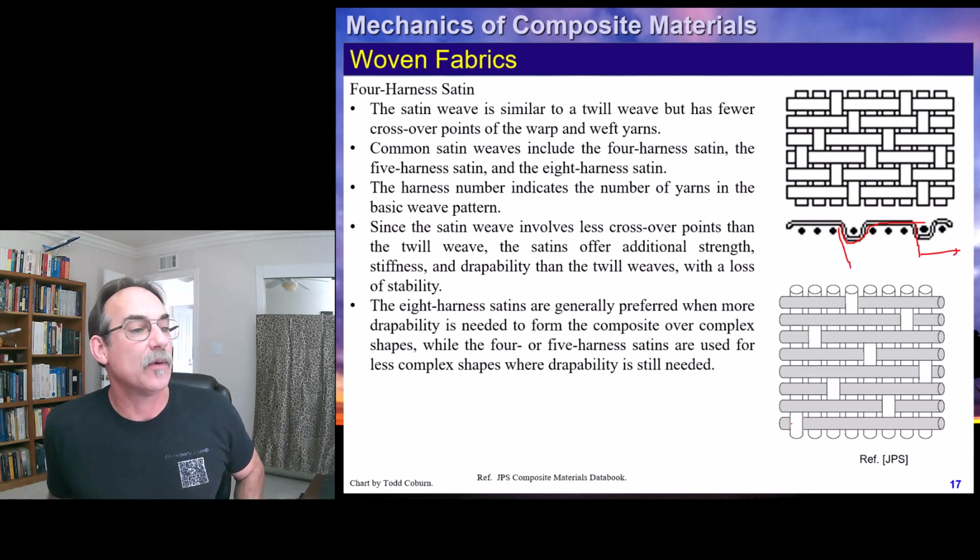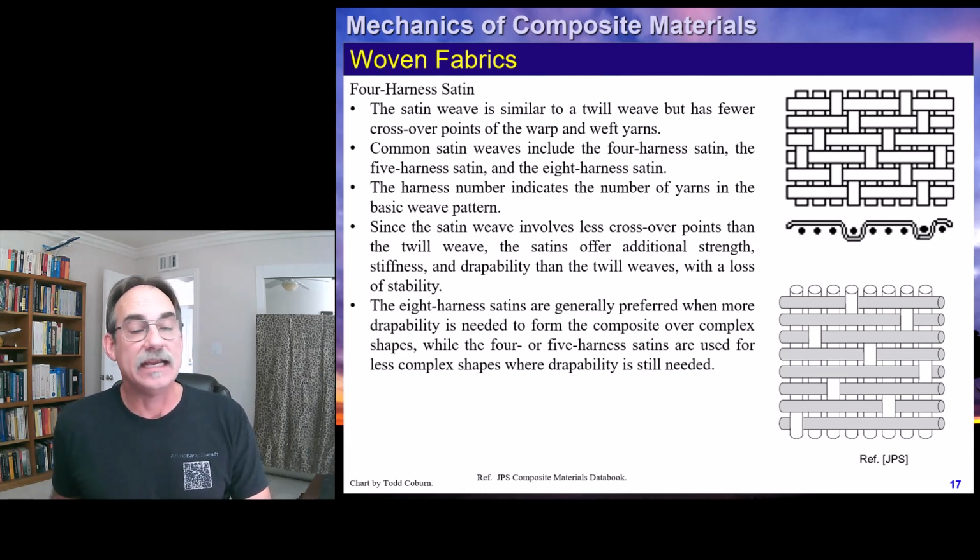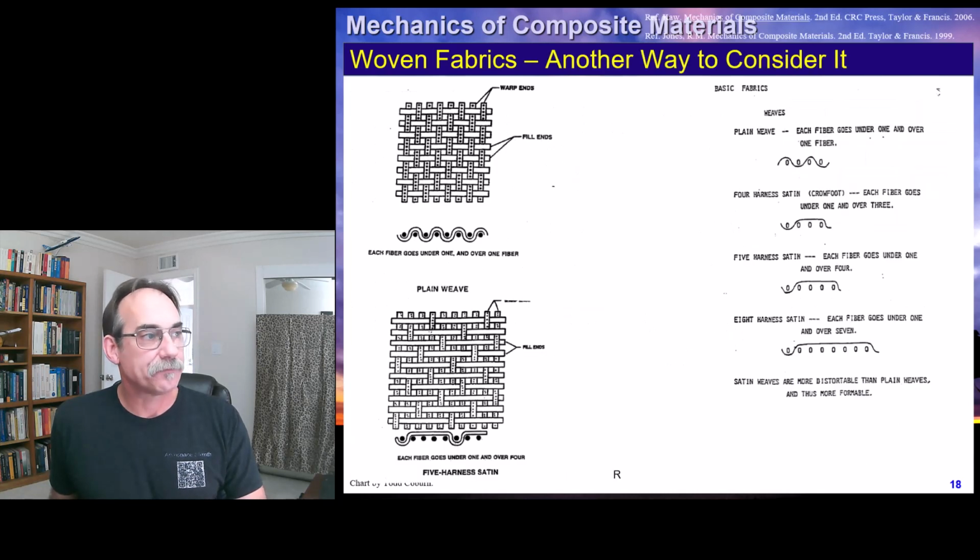Now if we look at this one here, we're going under 1, and then over 2, 3, 4, 5, 6, 7, 8, and then it goes back under. So that pattern is 8. This down here is an 8 harness satin, while this up here is a 4 harness satin. And it does the same thing in both directions. Got it? Those are commonly used when you need more drapeability. We use these on the Delta 3, Delta 2, and Delta 4. We use the 5 and 8 harness satins.